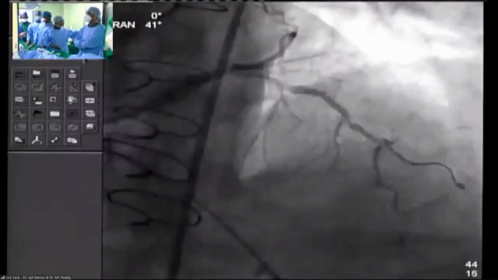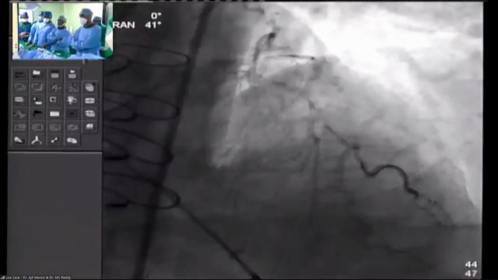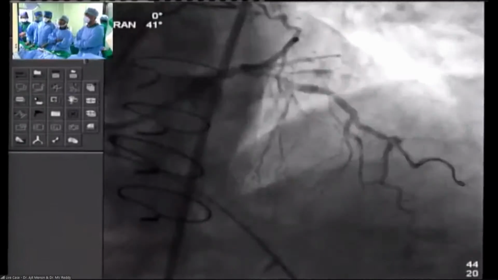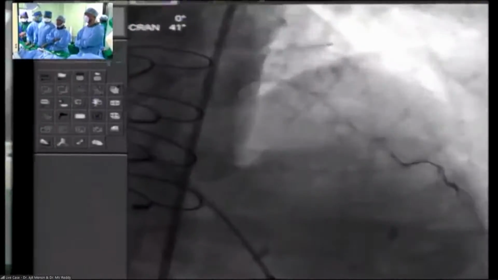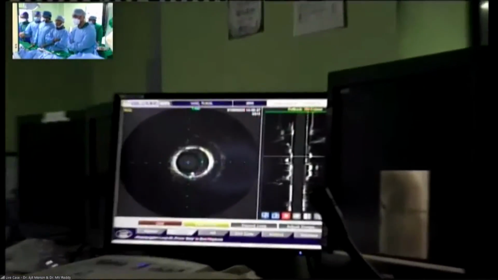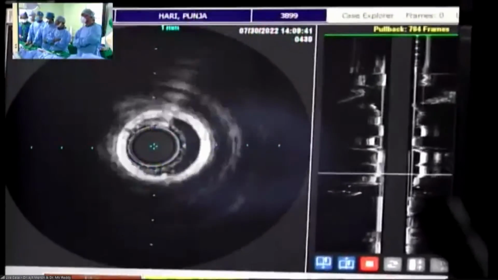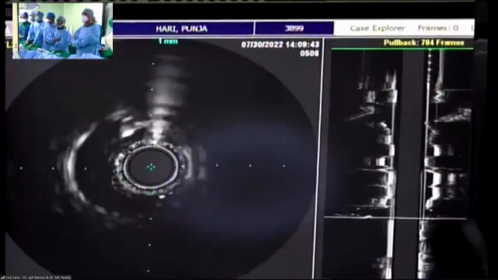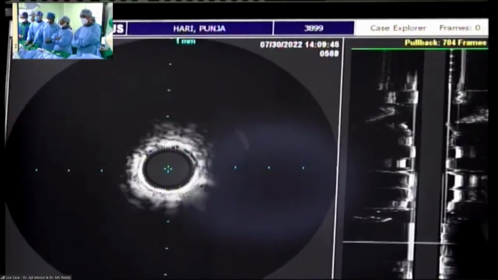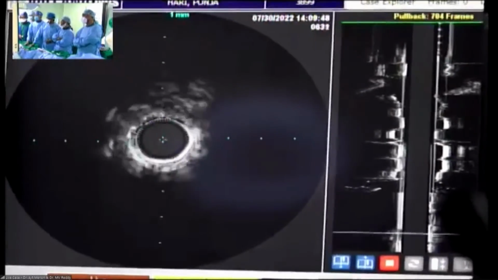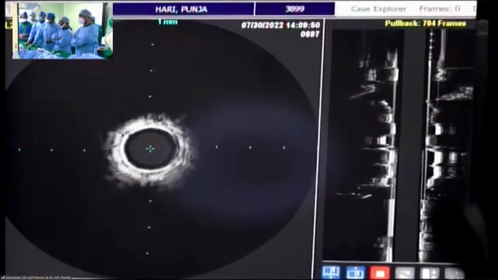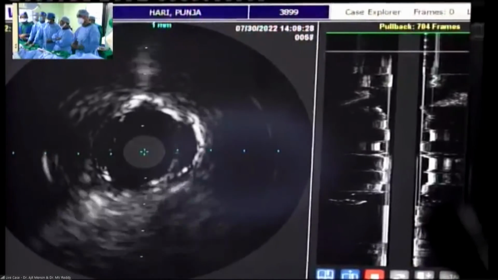So we did an IVUS which shows a significant amount of calcium, almost 180 plus 270 degrees of calcium. We couldn't get past the lesion. This was in the mid segment of the lesion. But this is stable and chronic, right? That's not the acute problem. Yes. And so if we have to do anything, I will have to rotablate the proximal LAD. I can't get anything down the vessel.